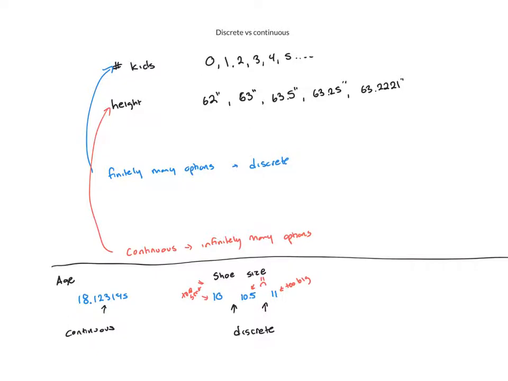So, age, continuous, I can be very exact. Shoe size, discrete. Because even if I wanted to be more exact, I couldn't possibly do that. They don't make shoes like that. So this divides off discrete variables from continuous.